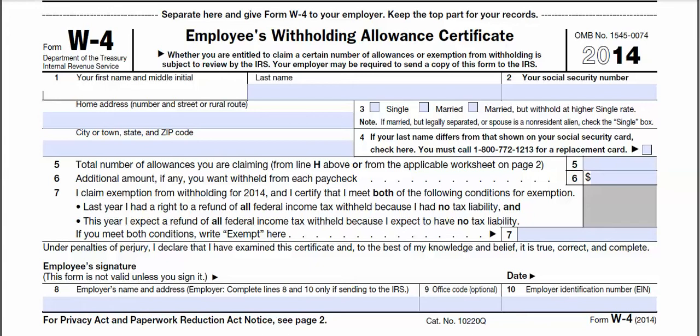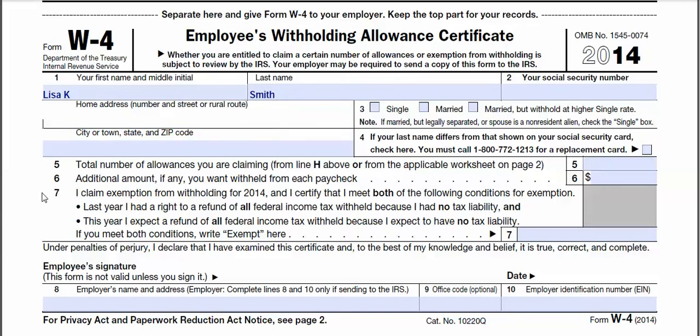In the first section, we want to go ahead and list our name. So it's best if you can type your information, but if you're not able to type your information, then at least print your name very, very carefully. Your first name and your middle initial is mentioned here. If you do not have a middle initial, then please at least put your first name and your last name.